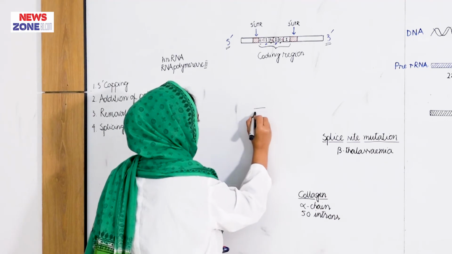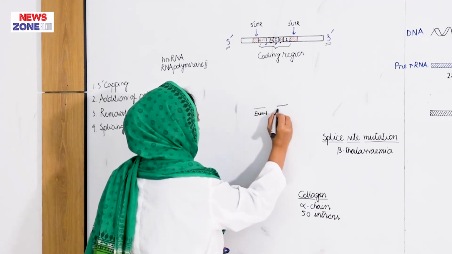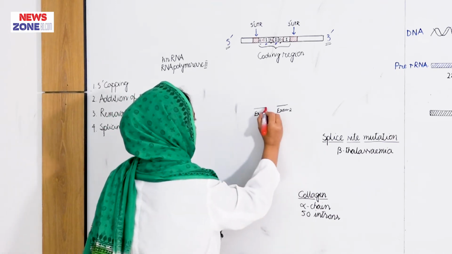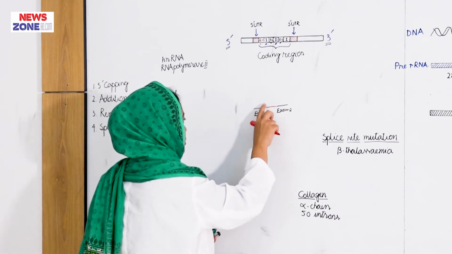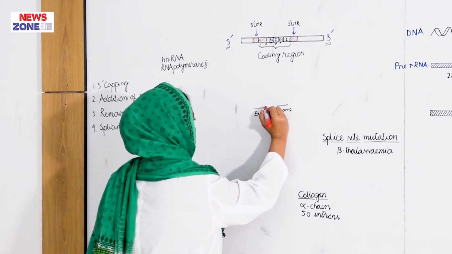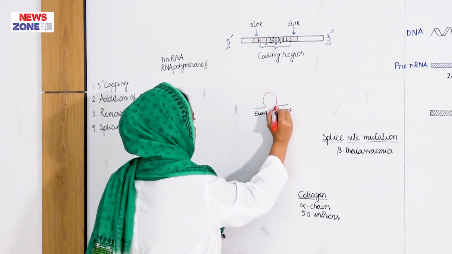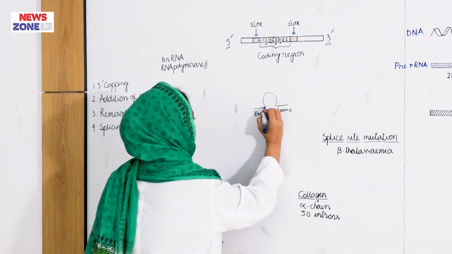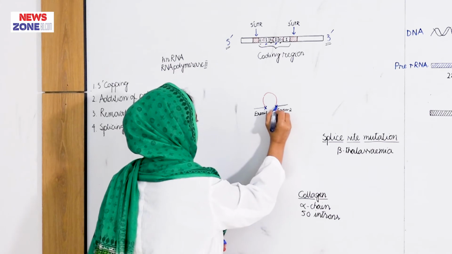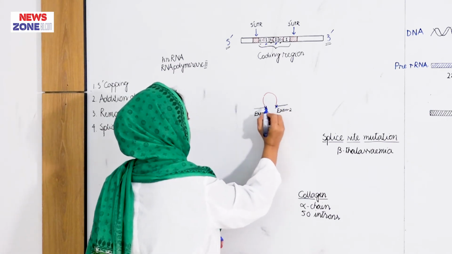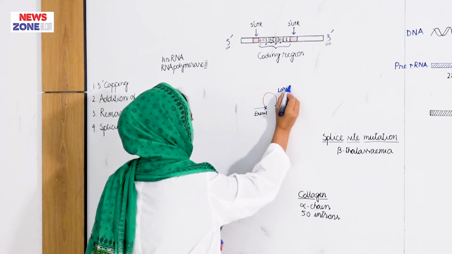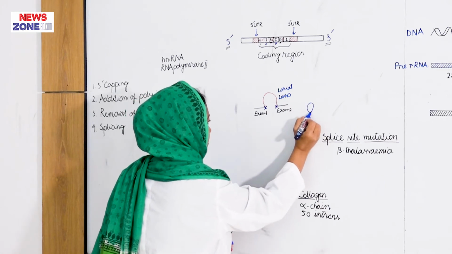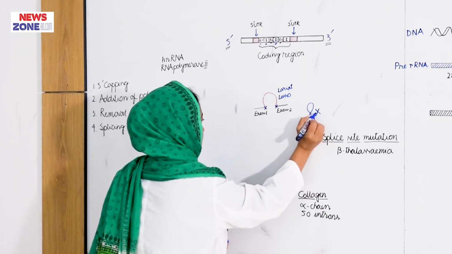Suppose it is exon 1 and it's the exon 2. In between two exons, there is an intron that is to be removed. So it takes a look like this, and snipping occurs here and also there. And ultimately it takes a look like a lariat or a lasso, just like this. That must be discarded.